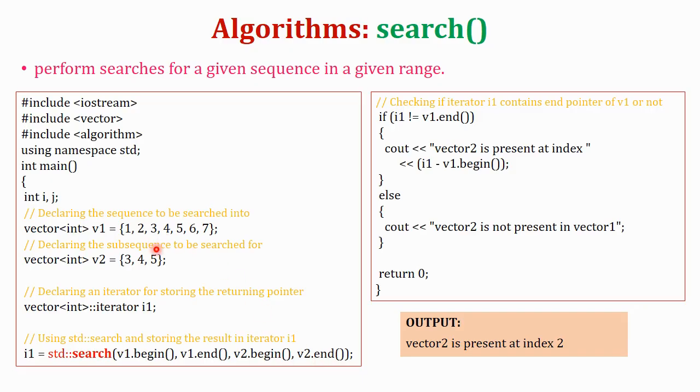Now we are going to verify whether the second vector's content is present in the first vector's content. If it is present, find the position. So what is the position? 3, 4, 5. Where does it start in the first vector? At index 0, 1 and 2. So here it is starting, right? Now it will display the position.